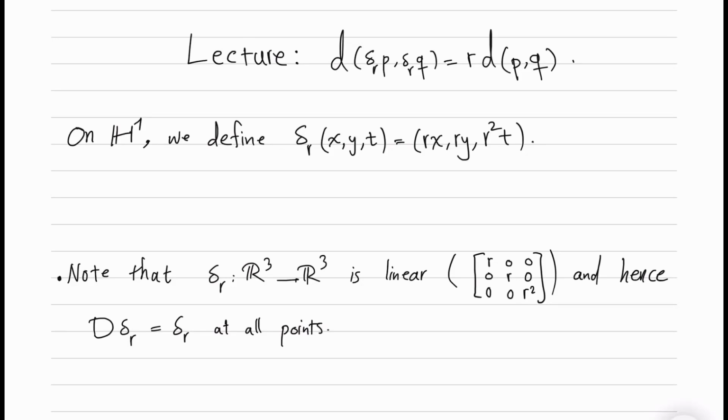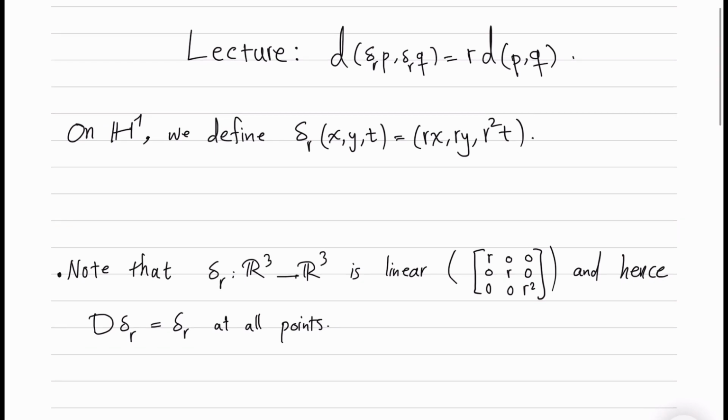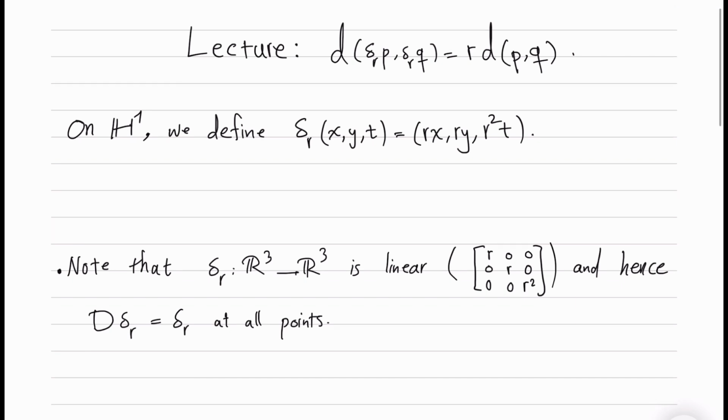We are ready to prove that the dilations scale distances in a nice way. Recall that on Heisenberg group H1, we defined dilation by factor r positive by multiplying the first two components by r and the last component by r squared. Notice that as a map from R3 to R3, this is very simple. It's just a linear map, a multiplication by this matrix, and in particular its derivative, if we view it as a function from manifold R3 to itself, is just itself. And this will play a role later on.